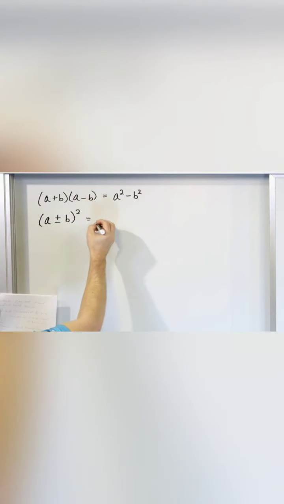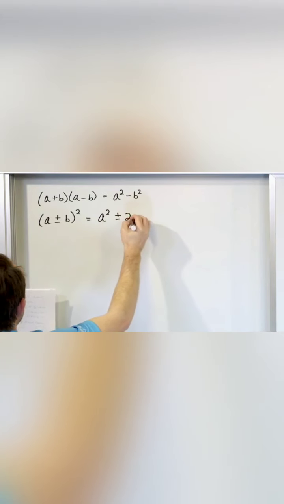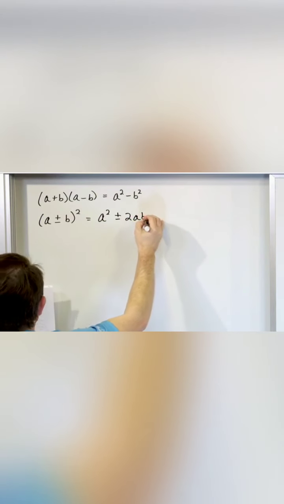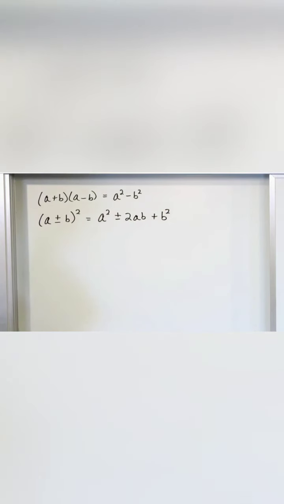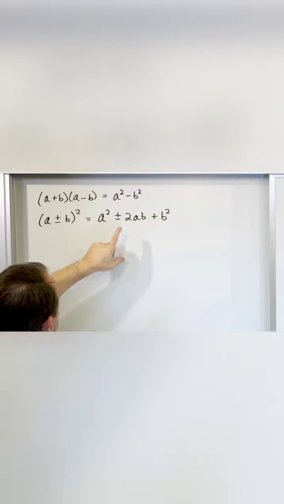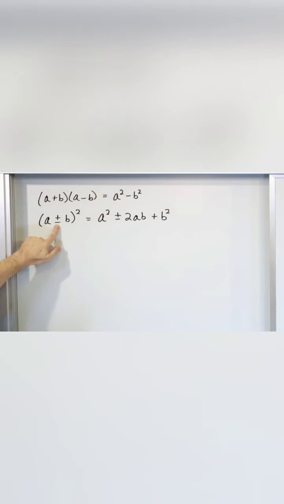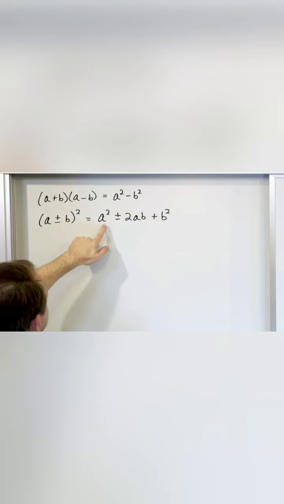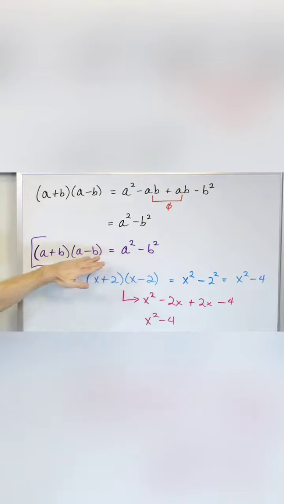So the answer that you should get from that will be a squared, and then plus or minus 2 times a times b plus b squared. Notice I have a plus or minus here. The way you read this is, if it ends up being a plus b, that's the top sign, a plus b means it's going to be a squared plus, I choose the top sign, 2ab plus b squared. In other words, if I choose the top sign here, I choose the top sign here. If I choose the bottom sign, if it's a minus b, then it's a squared minus the bottom sign here, 2ab plus b squared. That matches exactly what I wrote on the board.